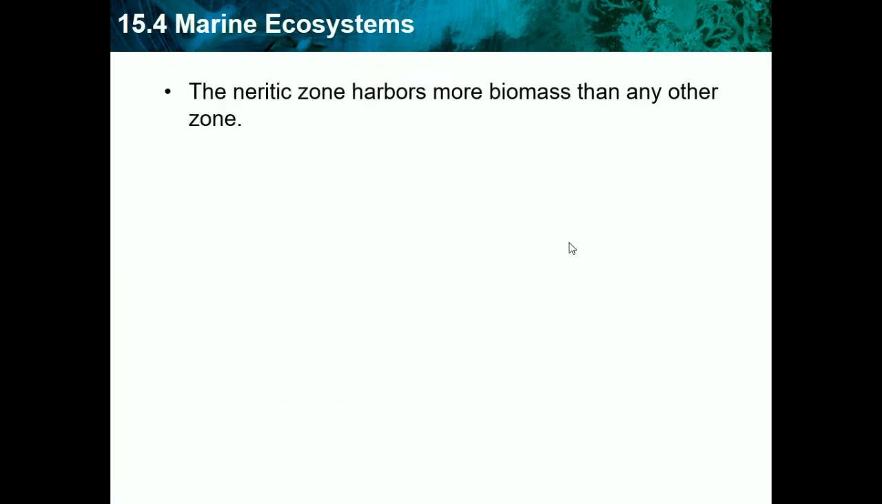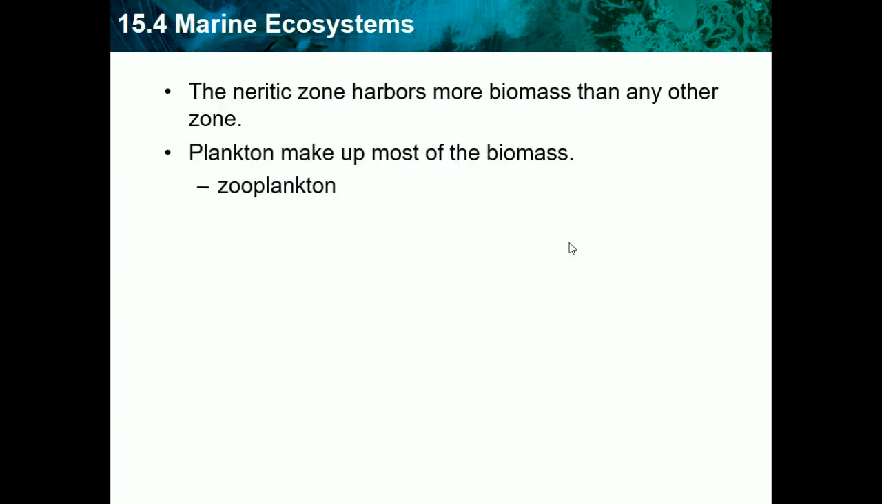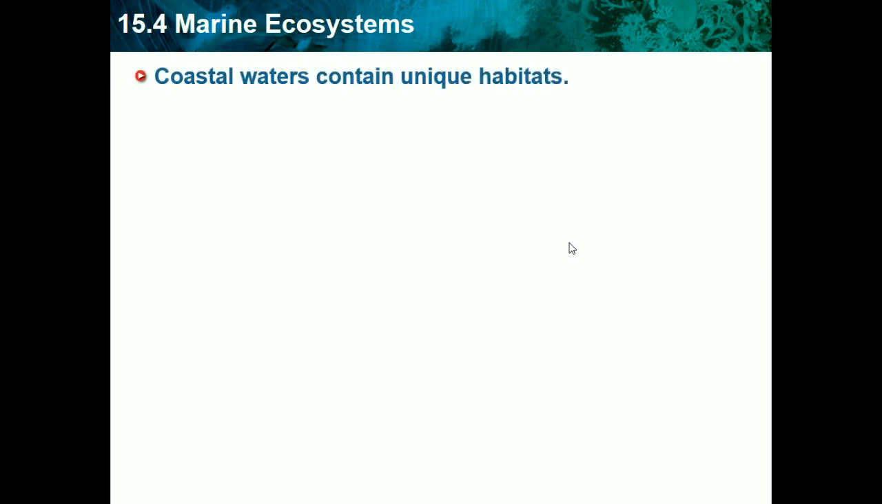So the neritic zone harbors more biomass than any other zone. Plankton make up most of the biomass here. So we have zooplankton, and we also have phytoplankton. And plankton is just a really small living organism.